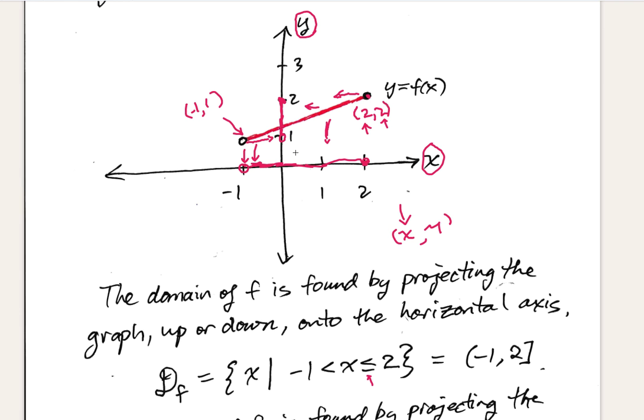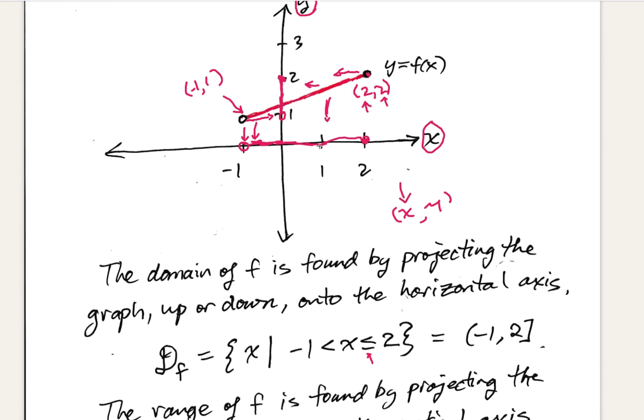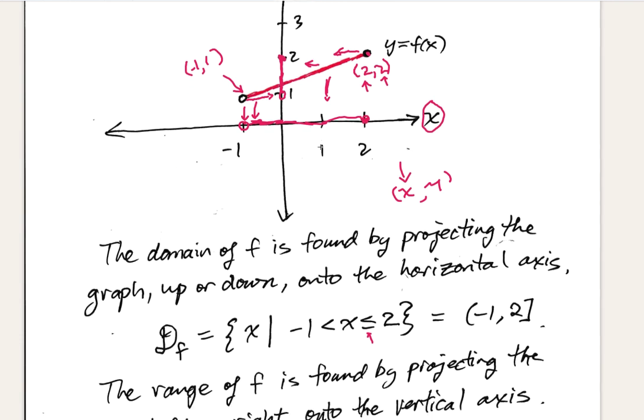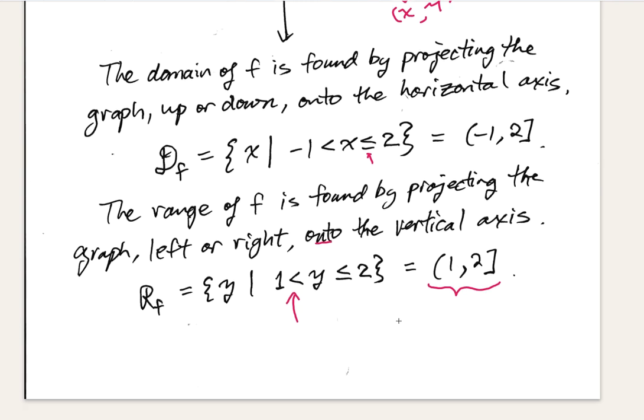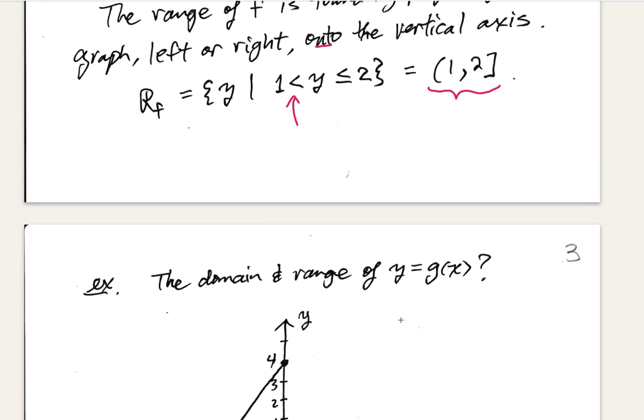So it'd be everything between 1 and 2, but you would not be including the 1 there. So you see, I've got 1 is less than y is less than or equal to 2. In interval notation, that would be parentheses 1 comma 2 square brackets. So that would be the way you would find the domain and range from a graph, from a graph in the xy plane.